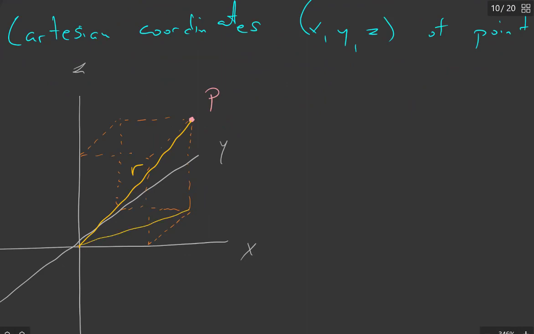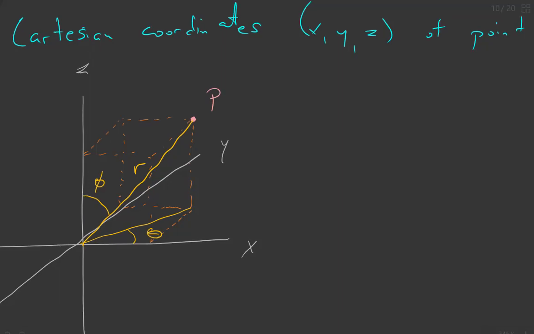The angle between the x-axis and the projection of the point down onto the xy plane, that's our angle theta. And the angle between the positive z-axis and the line connecting the origin to the point, I call that phi. It's important to keep in mind that theta and phi are reversed in physics relative to what we're using here, which is what's used in math.